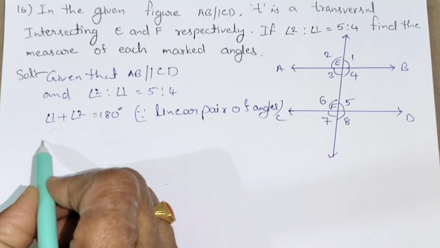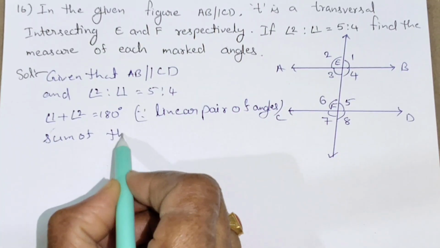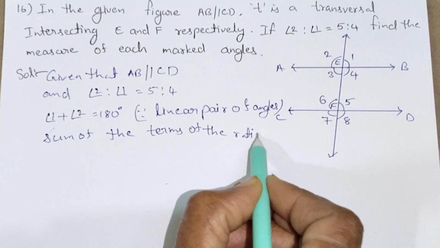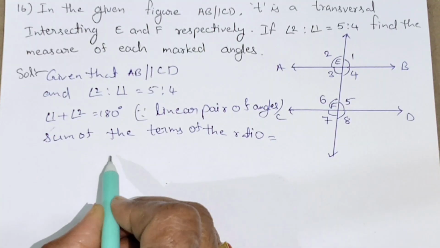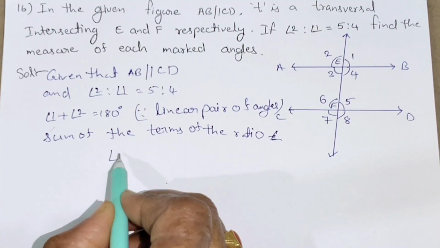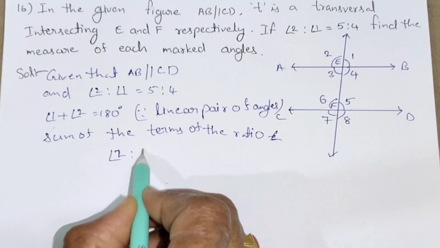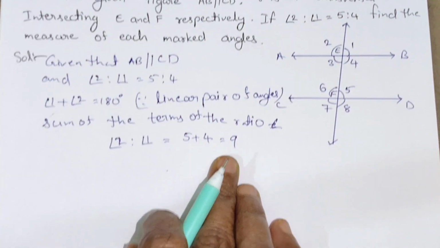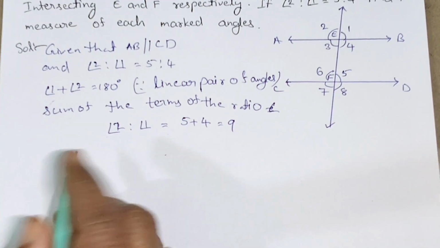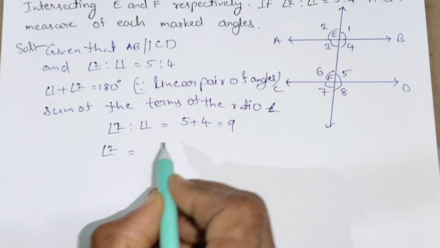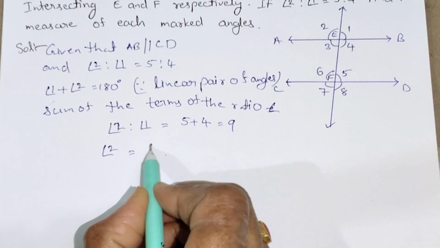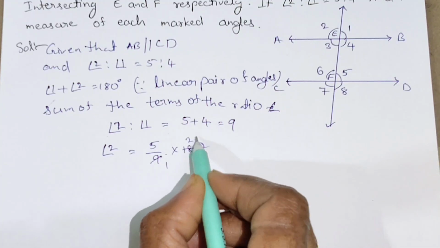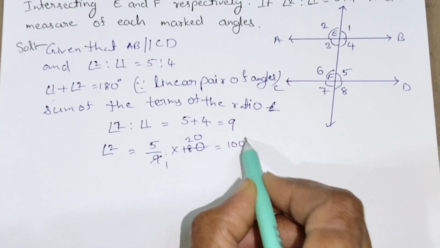Now the sum of the terms of the ratio: 5 plus 4 equals 9. The total ratio is 9. First we find angle 2. Angle 2 equals 5 by 9 into 180. 9 twos are 18, and 5 twos are 10, so 100 degrees.